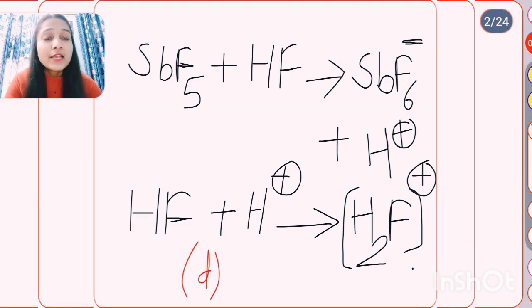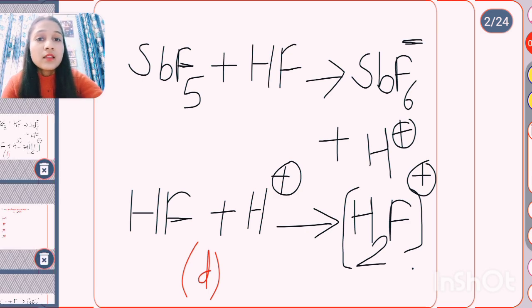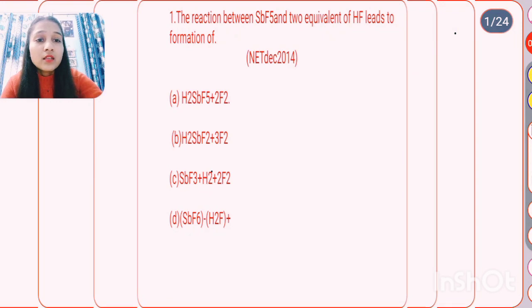Here we have SbF5 plus HF. So SbF5 we know is a very good Lewis acid. So it accepts F negative from the HF compound and gives out SbF6 negative. And here we have H positive. Now this H positive reacts with the second equivalent of HF and gives H2F positive. So these two are our answer, that is answer number D.